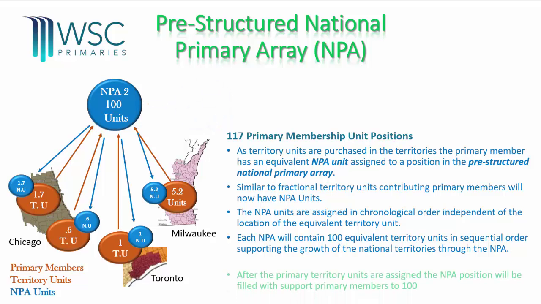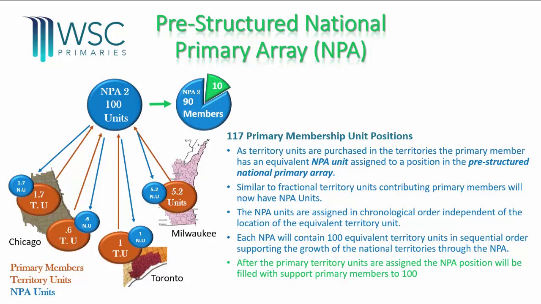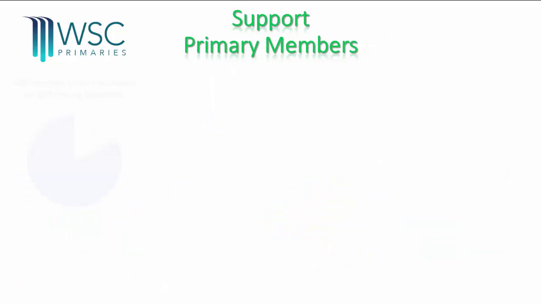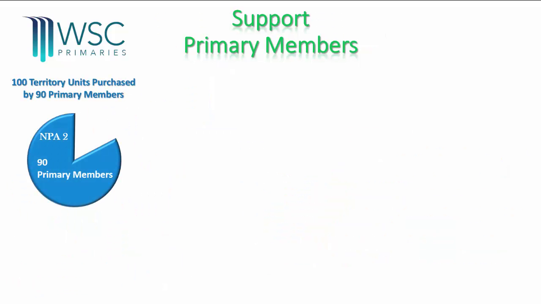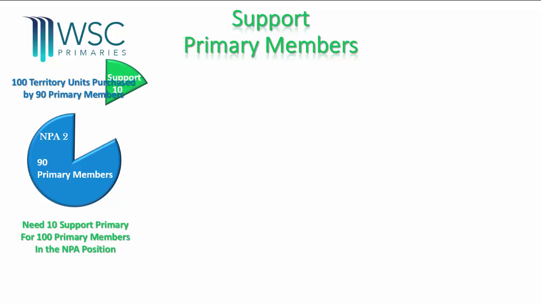Now we had mentioned earlier about support primary members. And of course that is still the case here. After the primary territory units are assigned, the National Primary Array position will be filled with support primary members to 100. For example, maybe this primary array position had 100 units, but it only consisted of 90 members. Remember, we want to have 100 members in each National Primary Array position. So the difference will be made up with support primary members. Repeating this, we have 100 territory units purchased by 90 primary members. We need to have 100 in each National Primary Array position, so we're going to fill that up with 10 support primary members.